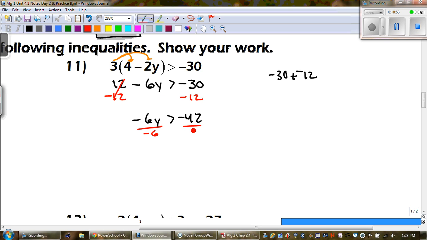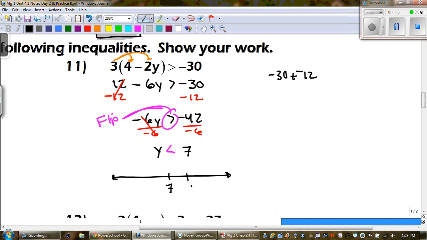To get the y by itself, we have to divide by negative 6. We get a positive 7, and we have to flip. Okay? You divide by a negative, we have to flip the sign. Okay, so we got 7, 8, 9, and then 6 and 5. It's an open circle, and then we shade to the left.